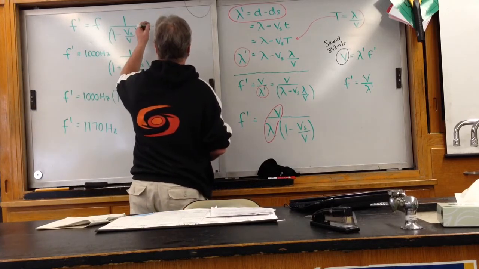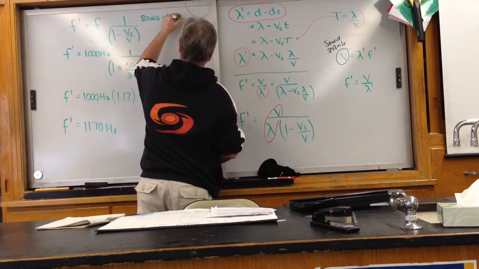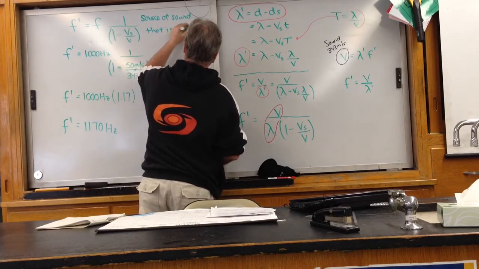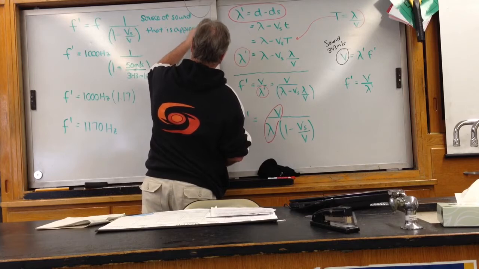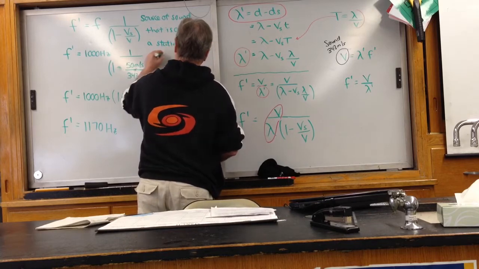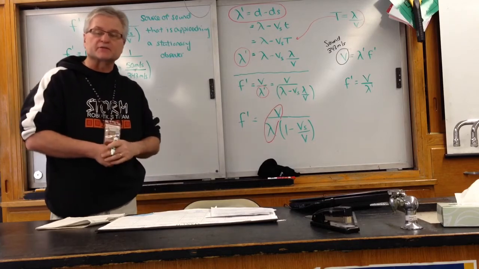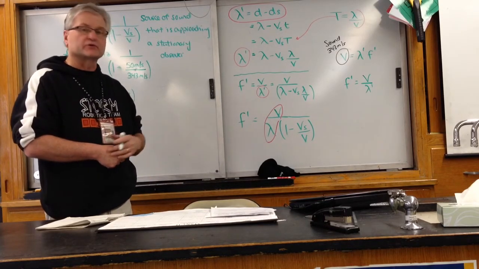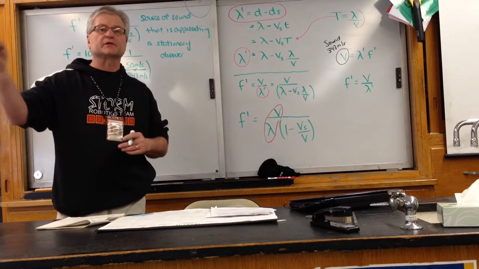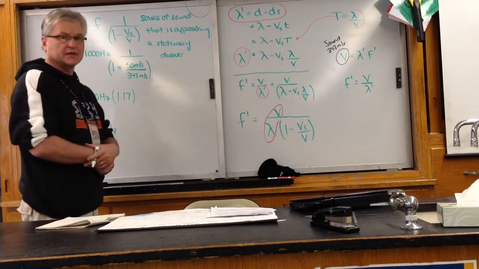Now, this formula is good for a source of sound that is approaching a stationary observer. So, what does it mean? It means that the source of the sound is the thing that's moving. It's approaching somebody who's standing there. So, for example, you're at the scene of an accident, you can hear the police cars coming towards you in the distance, and there you are standing there, you're going to hear 1170 hertz.